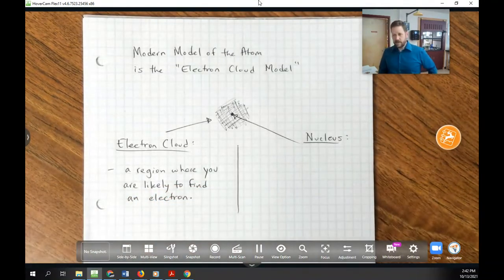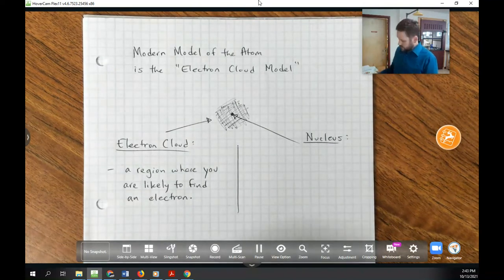And that might seem like a really vague way of describing the electron cloud, but really the electron cloud is defined in terms of probabilities of finding an electron. You can't really tell exactly where the electrons are. And that's what's made atomic structure such a mystery over the decades and even centuries, is the behavior of electrons is really not like the behavior of everyday macroscopic objects. So we'll first note that it's a region where you are likely to find an electron.